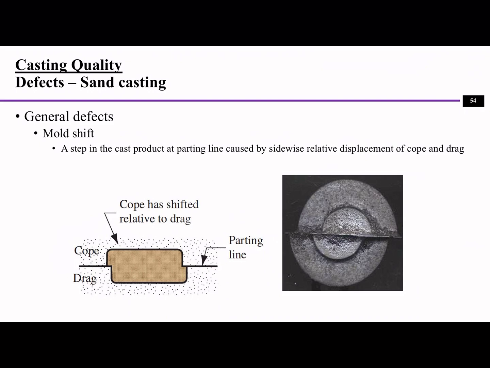And the last one is mold shift. With mold shift, we can easily see that the cope and drag are not well aligned. It may create this kind of problem, and the part you made is eventually totally displaced, and it usually causes a much more serious problem when you have this kind of mold shift.